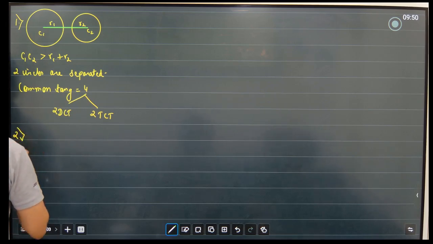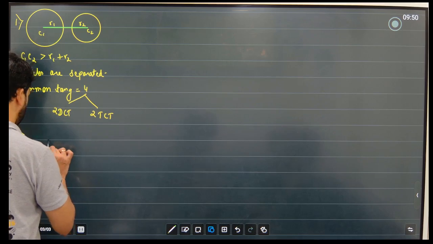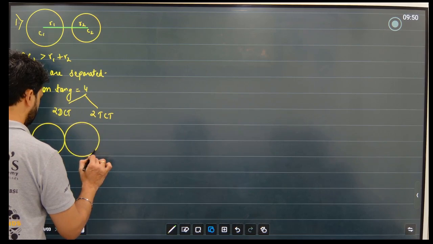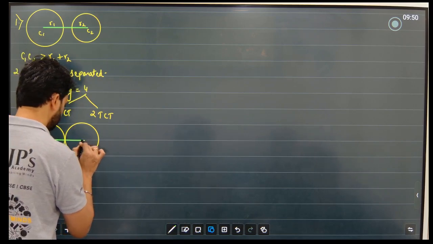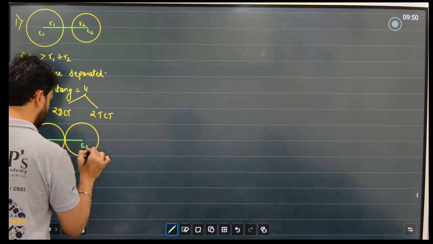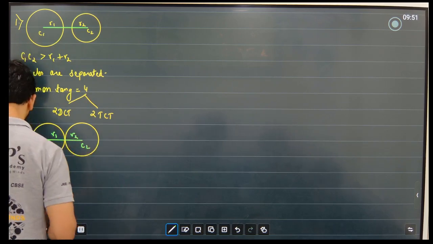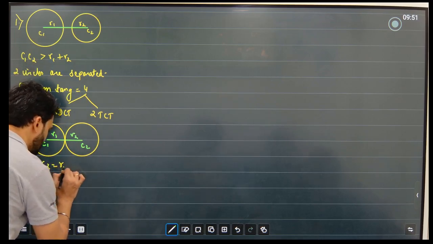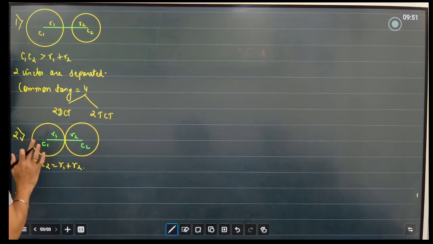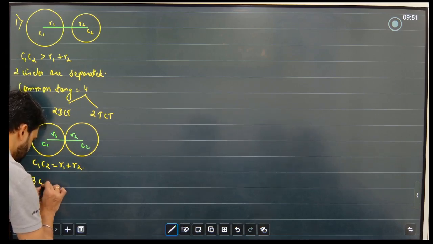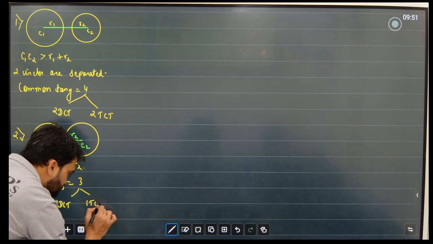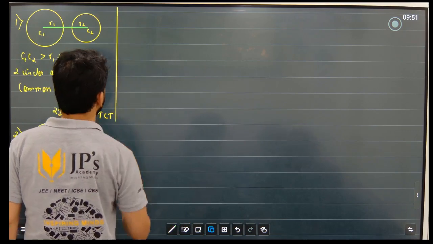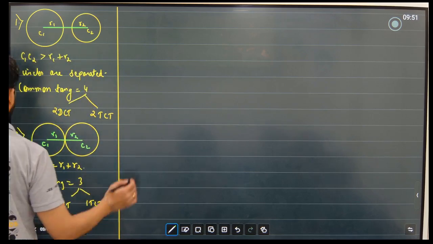Second case: if C1C2 is equal to R1 plus R2, now see, in this I will have 3 common tangents, where I will have 2 direct common tangents and 1 transverse common tangent. Okay, third part.